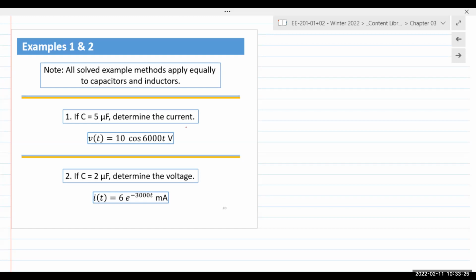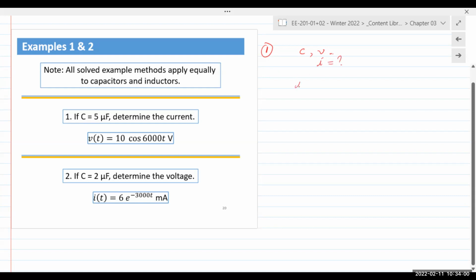So let's begin. We are given a capacitor of 5 microfarads, and we are told the voltage across that capacitor is 10 cos 6000 t. At this point, we're simply just doing math. Once we figure out which equation we need to apply, which is basically the entire problem setup, after that point, it's simply math. So we are given C, we are given the voltage, we are asked to find the current I.